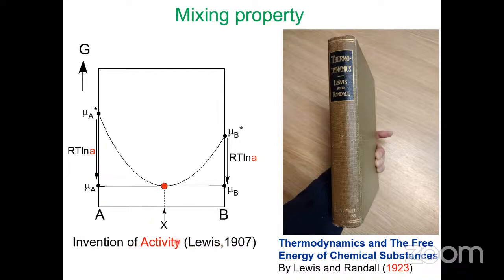The concept of activity was proposed by Gilbert Lewis, who was a professor in the chemistry department at UC Berkeley. He published this paper in 1907. In following years, he published a very seminal, influential book, Thermodynamics and the Free Energy of Chemical Substances, in 1923. So this year is the 100th anniversary of the publication of this book. In every seminar, in every talk, I'm showing this picture. This is the copy that I have to celebrate this 100th year anniversary.